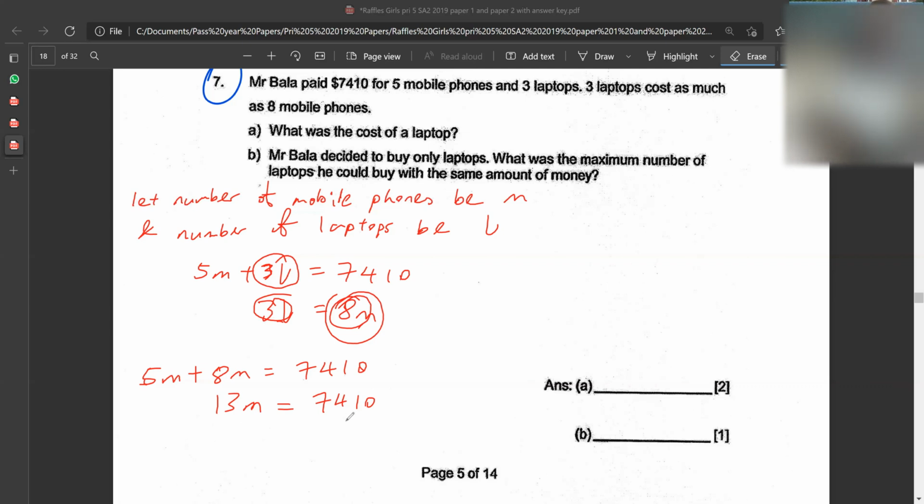Okay, so 13M is 7410. So M equal to 7410 divided by 13. Very good. 570. Yeah, can ask good friend. No need to do mental sum, this one. Okay, this one ask good friend. Good friend will tell you 570.